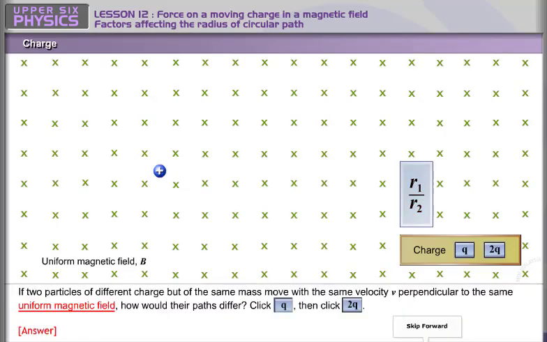If two particles of different charge but of the same mass move with the same velocity v perpendicular to the same uniform magnetic field, how would their paths differ? Click the Q button, then click the 2Q button.